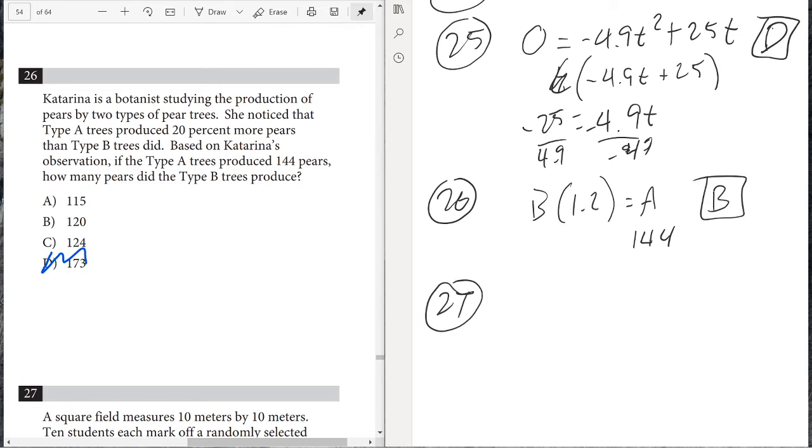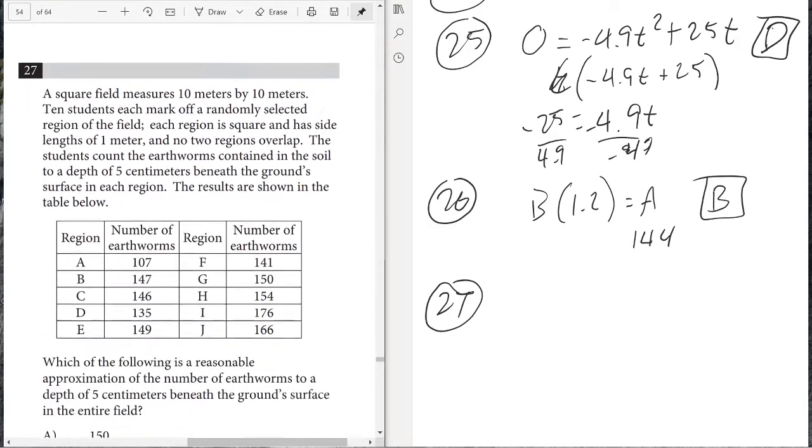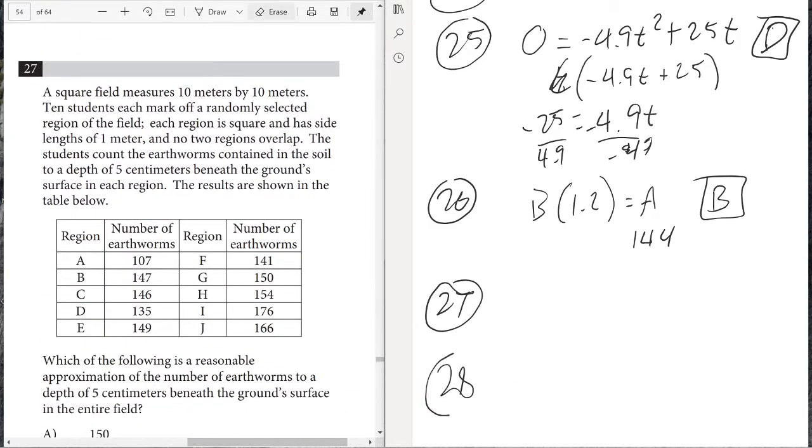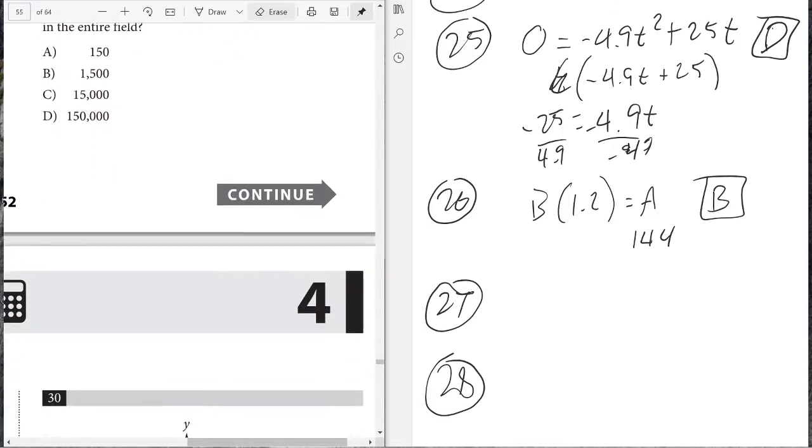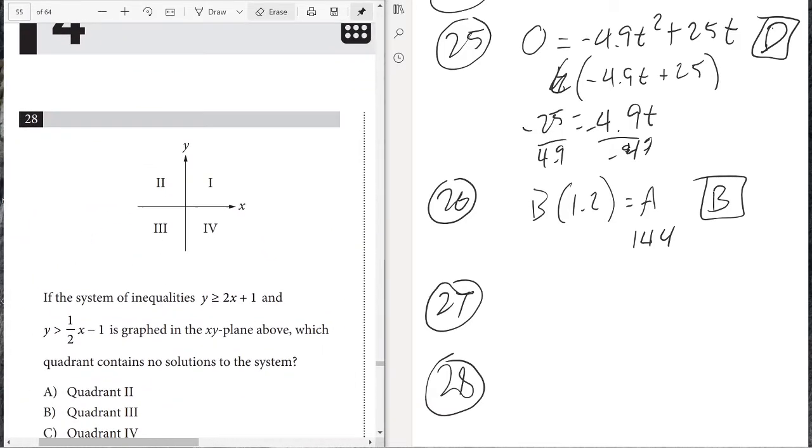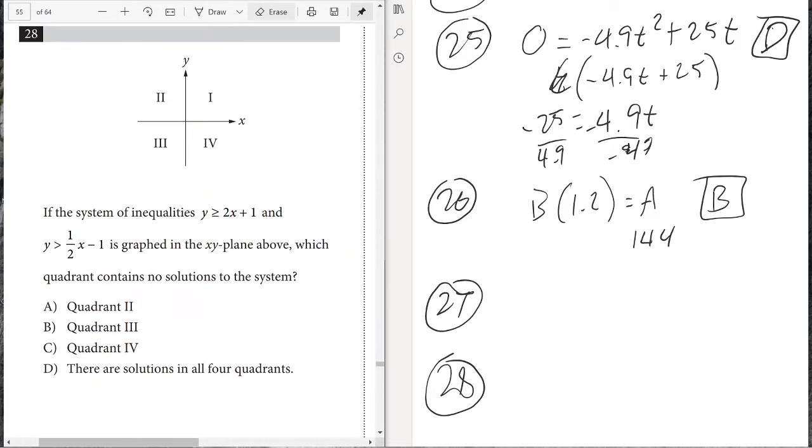27. Square field. Oh, that's so long. No thanks. Let's see, 28. Just got a big picture. Okay, inequalities, blah, blah, blah.